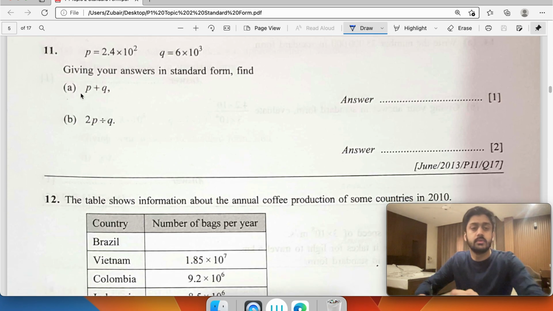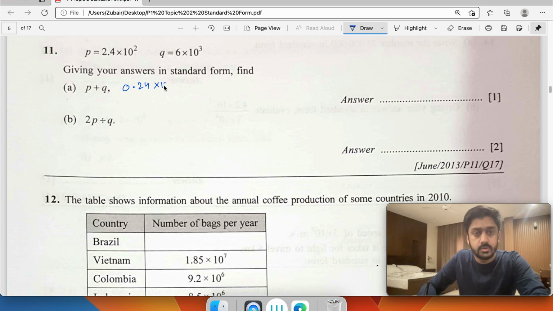P is given, Q is given. Giving your answer in standard form, find P plus Q. Again, in order to add them, powers must be same. So if I make this 0.24, the power increases, times 10 raised to power 3 plus 6 times 10 raised to power 3. So this becomes 6.24 times 10 raised to the power 3.